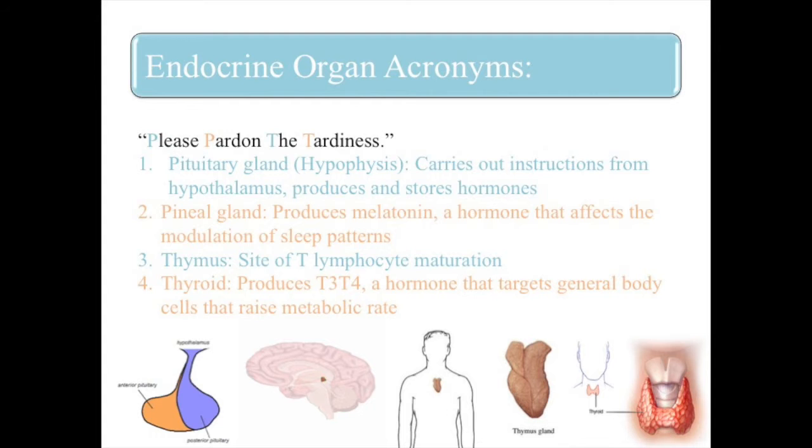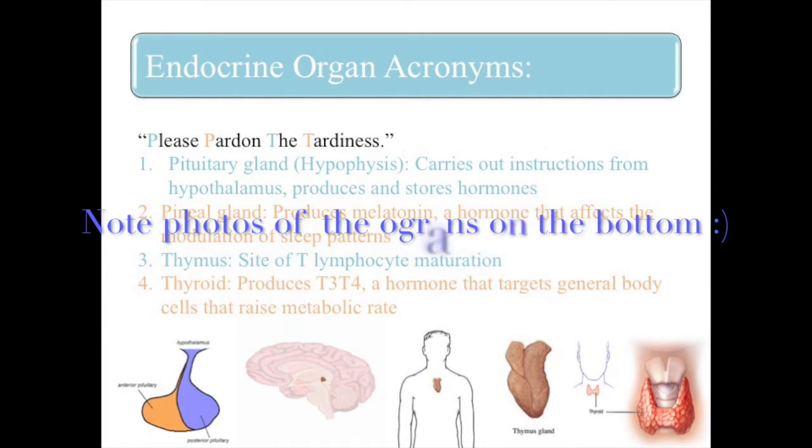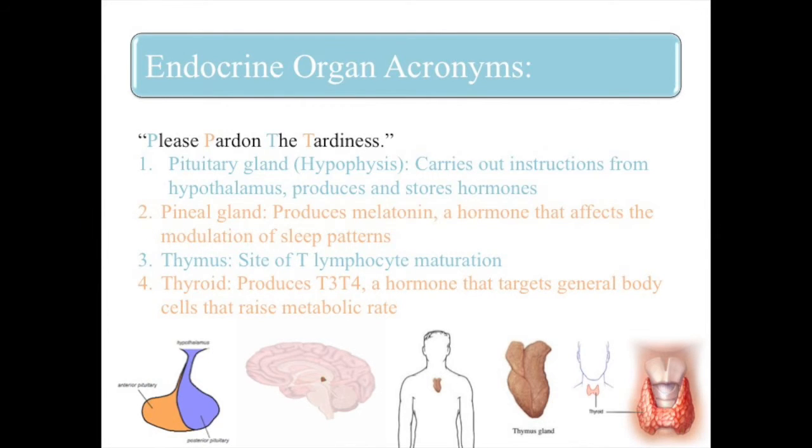To end this overview of the endocrine system, I would like to go over an endocrine organ acronym. Because there are 8 different endocrine organs, I've divided it up into 2 separate acronyms. The first acronym being Please Pardon the Tardiness. The second part of the acronym being and generally plans punctuality. And so we'll look at those in Part 1 and Part 2. Part 1, Please Pardon the Tardiness, stands for pituitary gland, pineal gland, thymus, and thyroid.